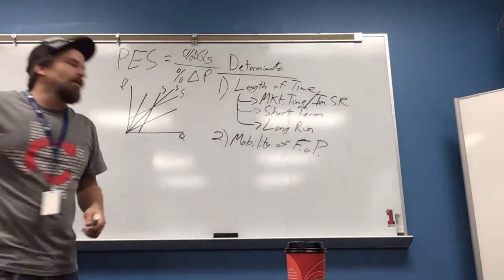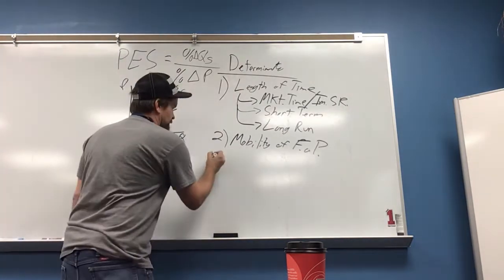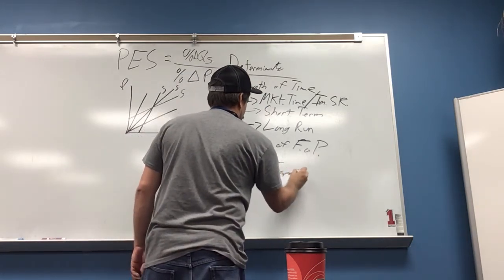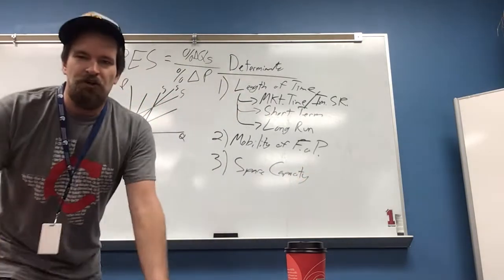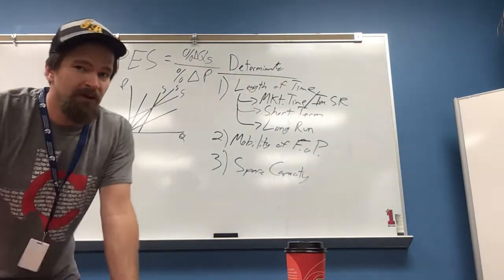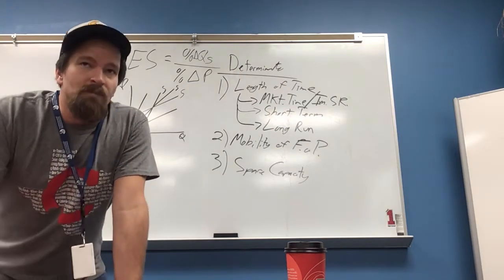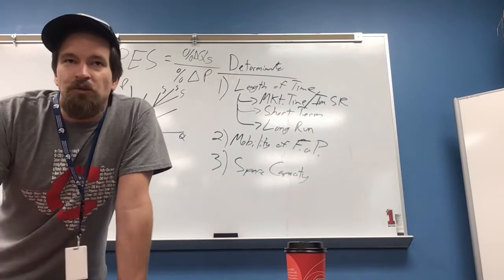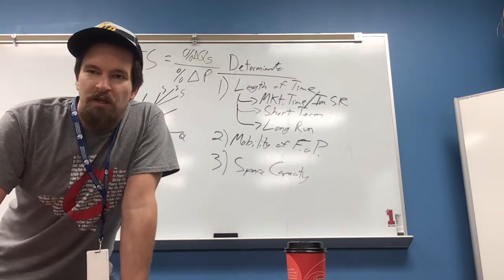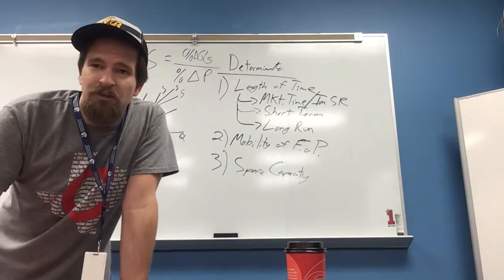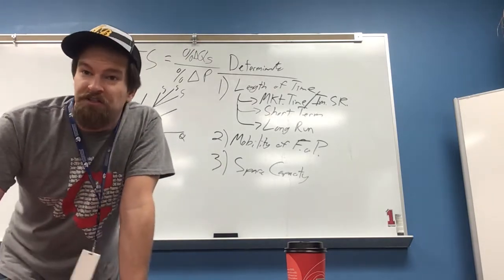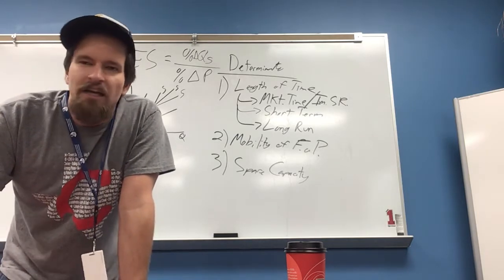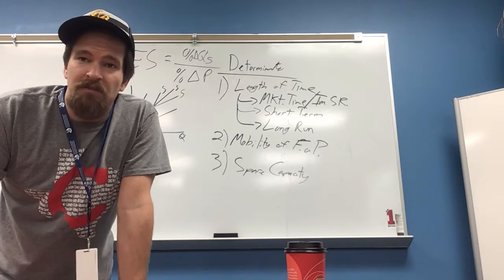Another determinant of price elasticity of supply is spare capacity. All right, so let's go to a donut shop. Let's say you serve 50 customers per week on average. And back in your store, in the closet of your donut shop, you have flour, you have eggs, you have icing, you have all the things necessary for the production of donuts.